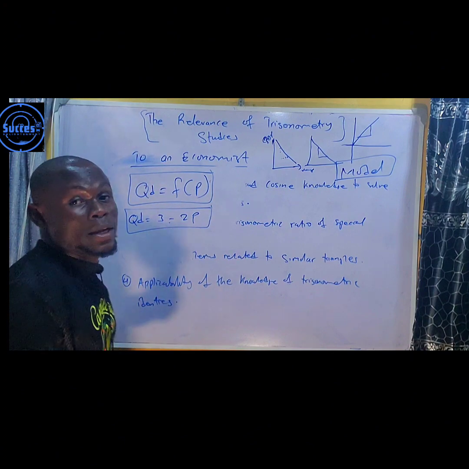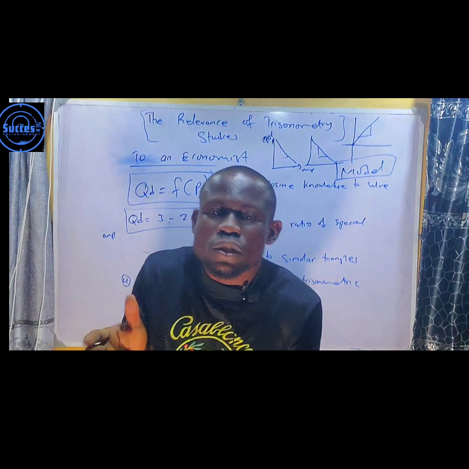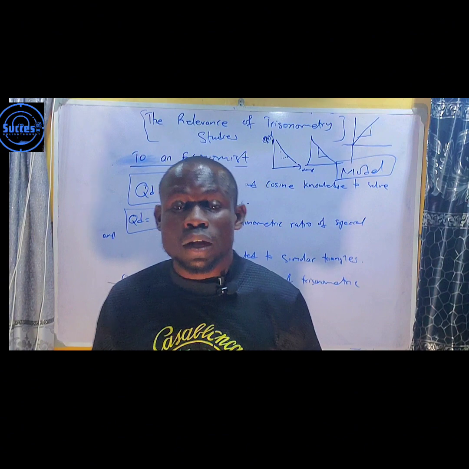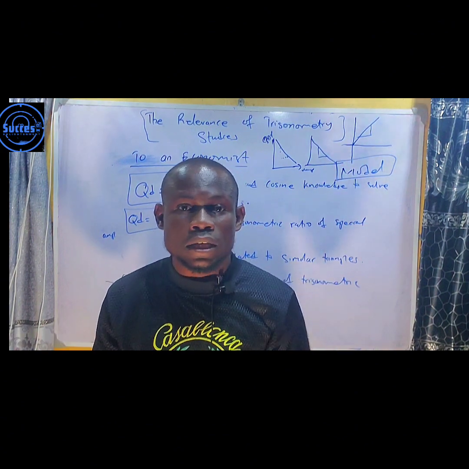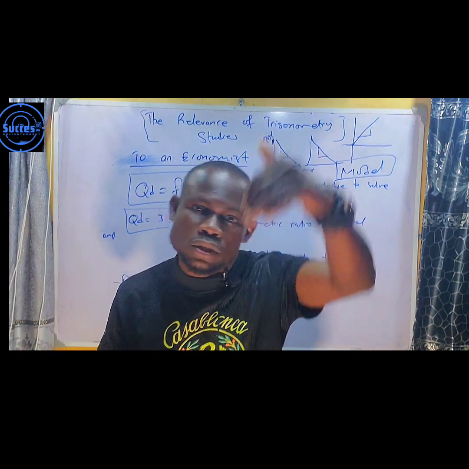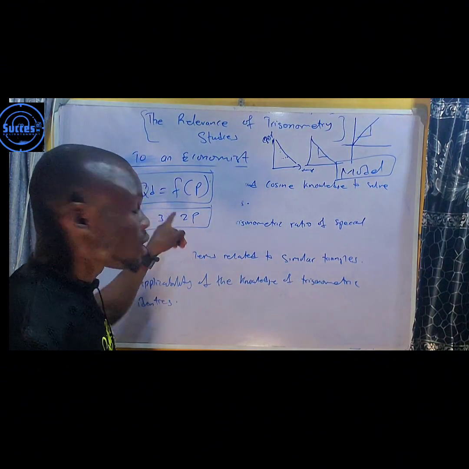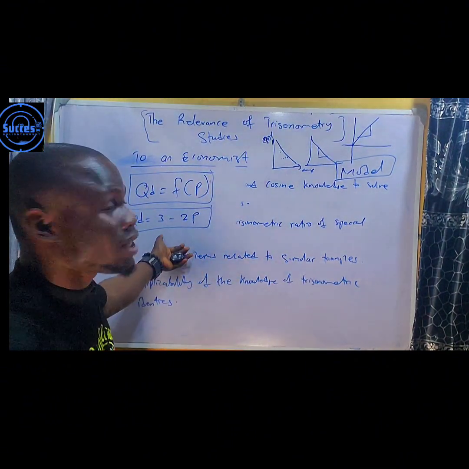Now where does this minus come in? It is from the relationship between quantity demanded and price. We know that quantity demanded and price are negatively related. When the price is increasing, the quantity demanded is dropping. That's why I put a negative sign here. This is now a mathematical equation.